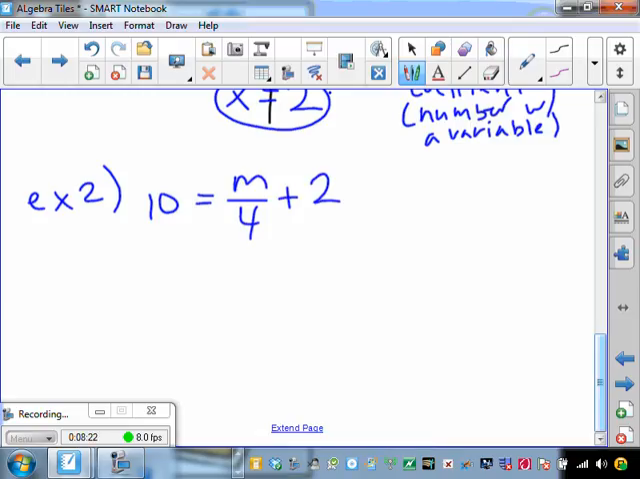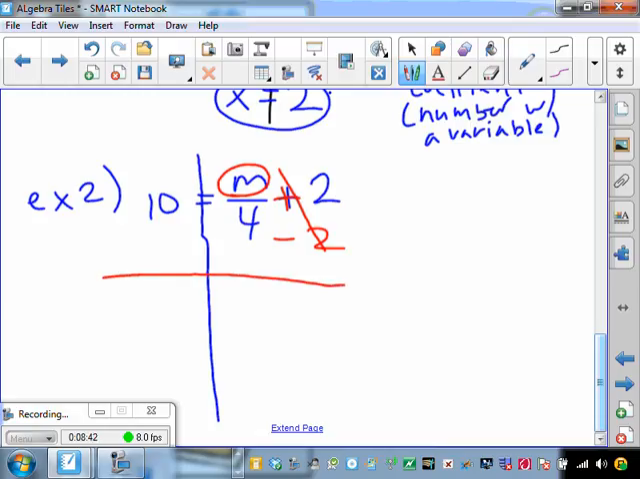So the first thing we need to do, draw a line under the equal sign to keep track of the two sides of our equation. Circle what we're solving for, and that's what we're trying to get alone. Step 1 again is to get rid of your constants. So since we have a plus 2, we're going to do minus 2. 2 minus 2 goes to 0, which is what we want. So now we have 10 minus 2 on this side, 8. We have n over 4 on this side.